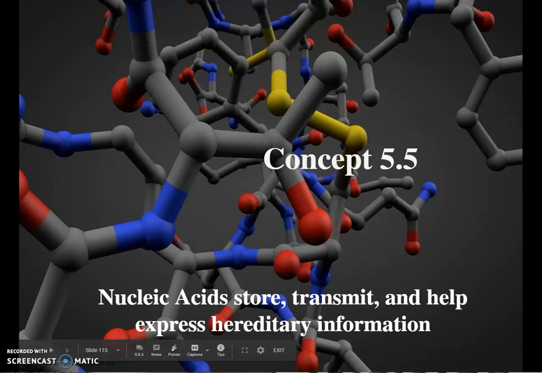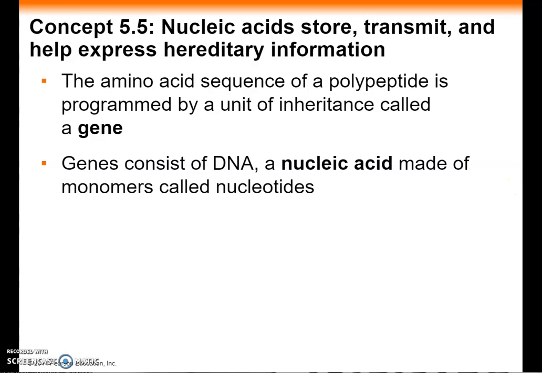Chapter 5, Section 5. Nucleic acids store, transmit, and help express hereditary information. The amino acid sequence of a polypeptide is programmed by a discrete unit of inheritance known as a gene. A gene consists of DNA, a polymer known as a nucleic acid. Nucleic acids are made of monomers called nucleotides.